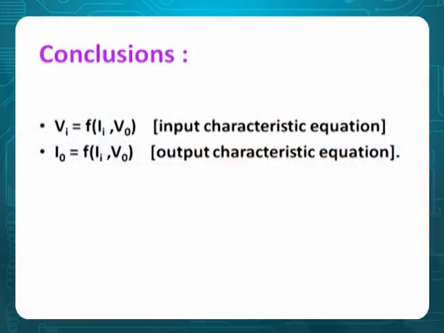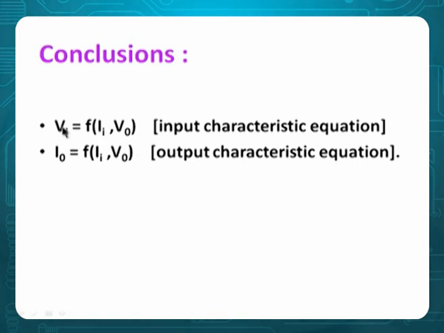Finally, what is affected? Input voltage. Because of what? Output voltage. So, input voltage is really a function of output voltage. Therefore, VI is a function of V0. If I conclude this, VI is a function of V0, IB is anyway already taken. I0 is a function of IB and V0. These are the two characteristic equations that are taken.